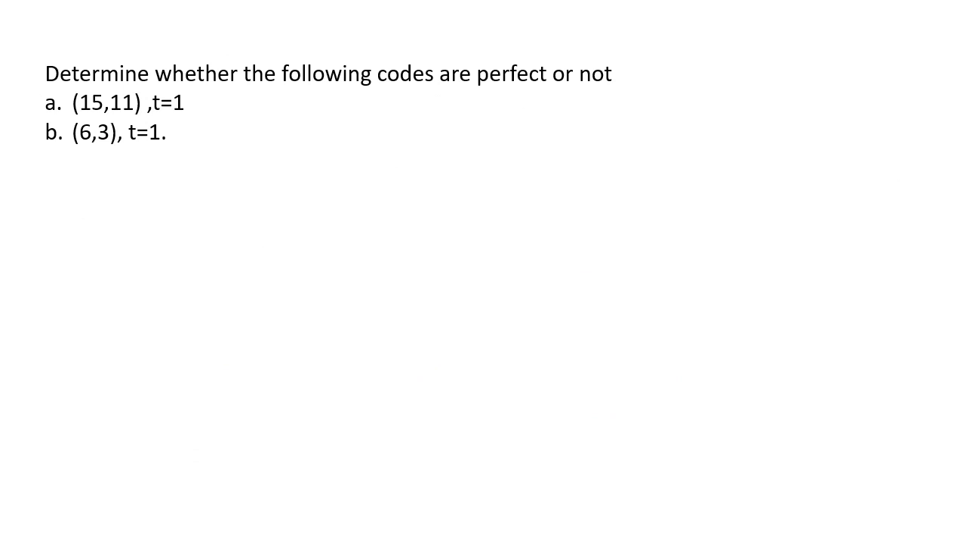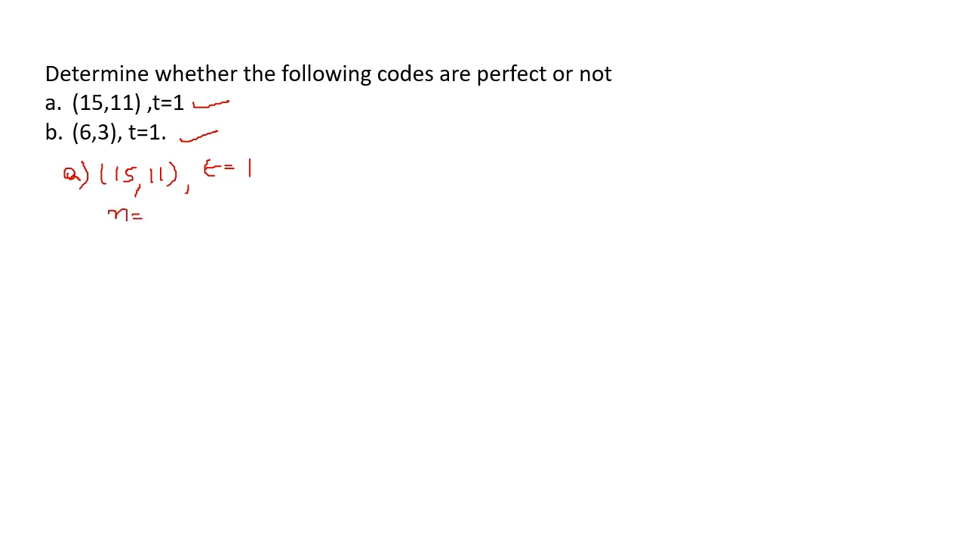We'll see a problem related to the Hamming bound. The question is, determine whether the following codes are perfect or not. First is (15, 11) with t equal to 1. Second is (6, 3) with t equal to 1. So first, the question is (15, 11) and t equal to 1.